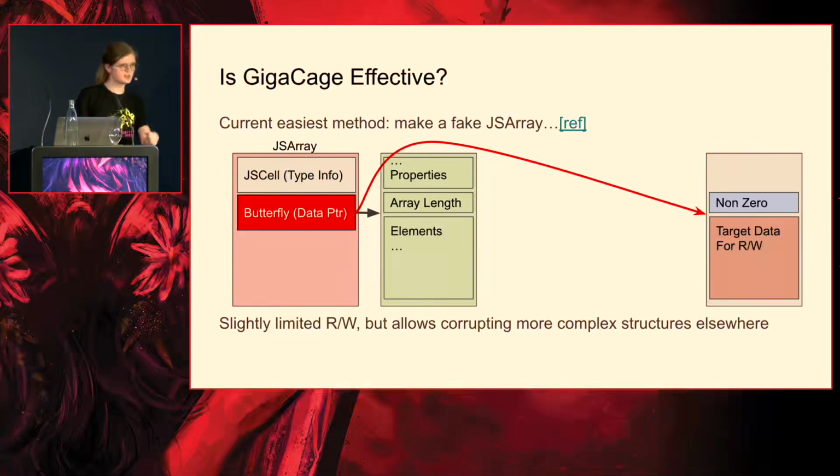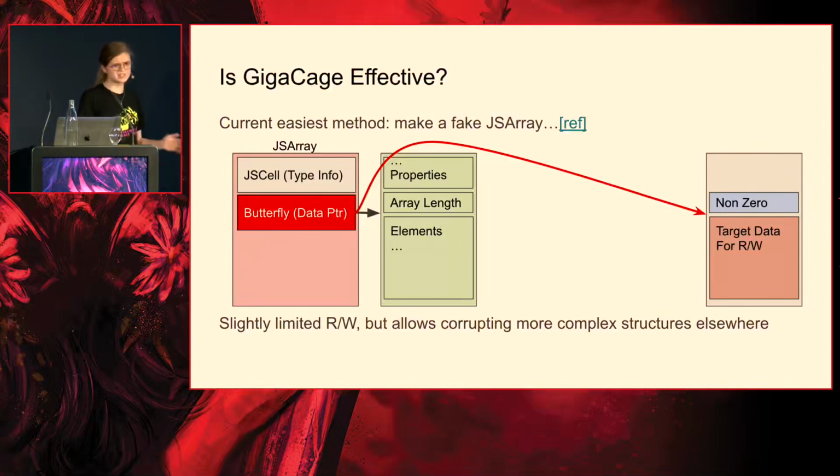You can point it at something else, and as long as you have this non-zero value, which is the length, which it's going to check to make sure that you can access that memory, you'll be good to go. Now, this is slightly limited. There's also a little bit of an issue with certain bit patterns, but I'm not going to get into that. But generally, what you'll see is this is the initial read-write primitive, and then it's used to corrupt a more complex structure that has a better way to do a read-write to get pretty much unlimited arbitrary read-write.